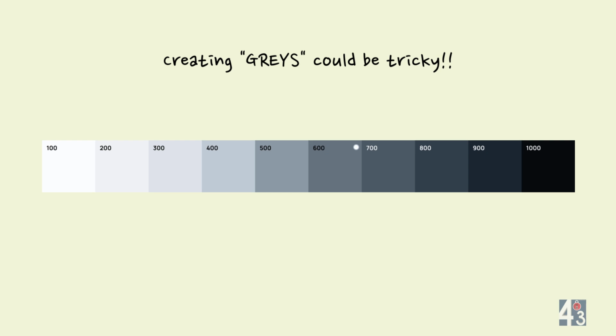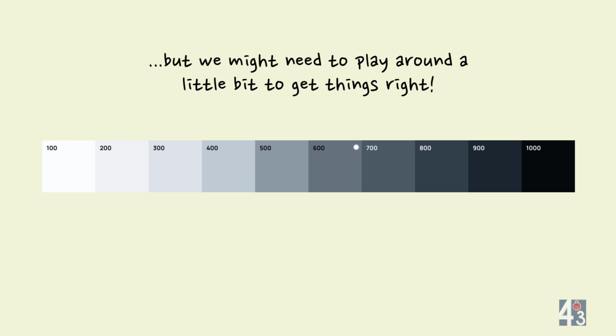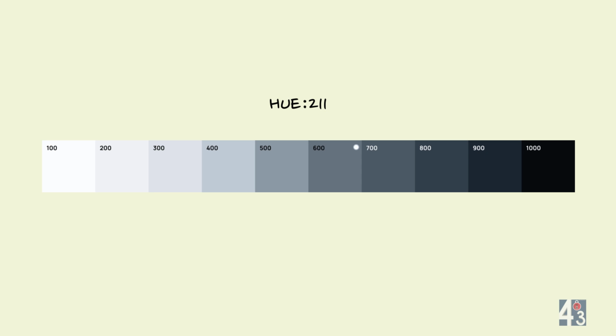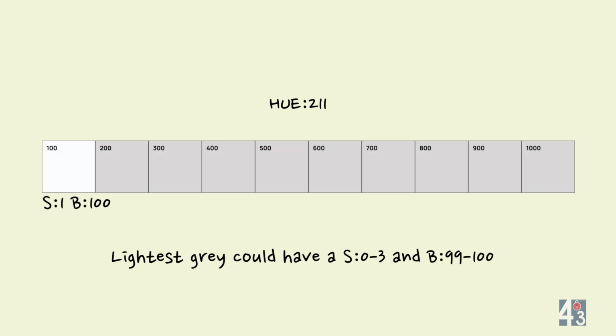Creating grays can be tricky. It's essentially the same as creating the other colors, but we might need to play around a little bit to get things right. You would want grays to have the hue of the brand color, so the grays are a little cohesive with the brand rather than being too neutral. So with the same brand hue, the lightest gray would have, let's say, a brightness of 99 to 100 and a saturation of 0 to 3.